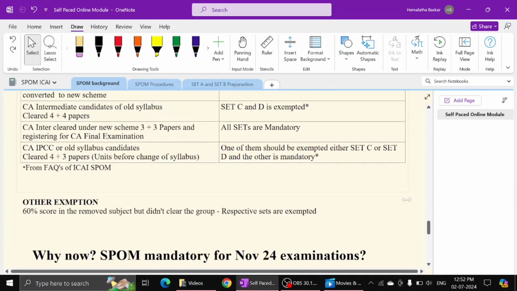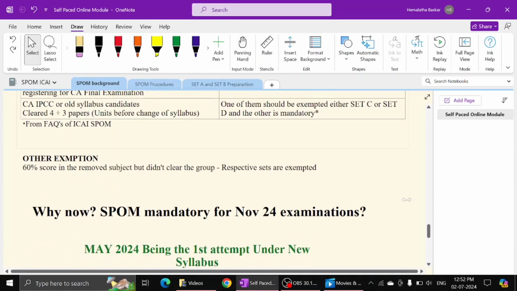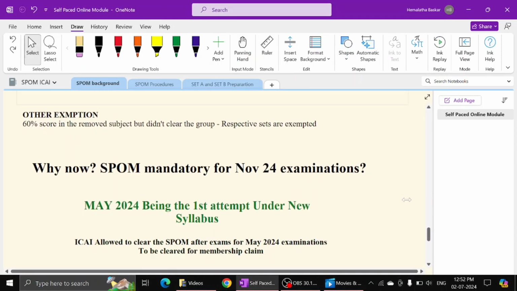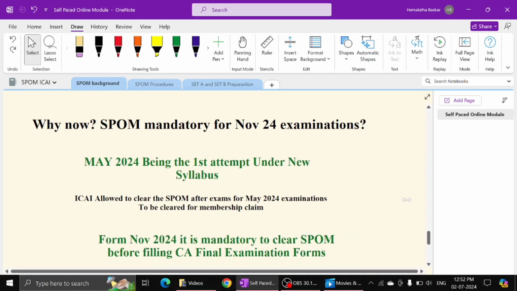We got to know that it is mandatory from May 2024. Then why now? It's because May 24 being the first attempt of implementation, ICAI allowed students to write SPOM after clearing CA Final examination for the purpose of membership claim. But from November 2024, it is a mandatory eligibility criterion for writing CA Final examination.